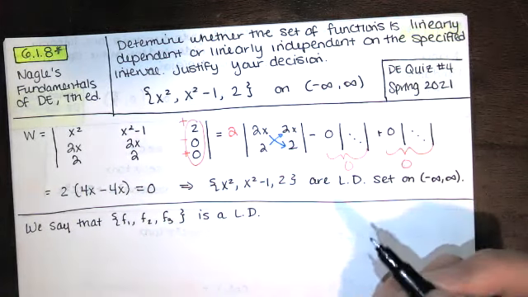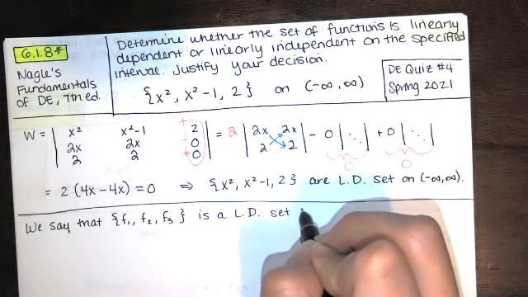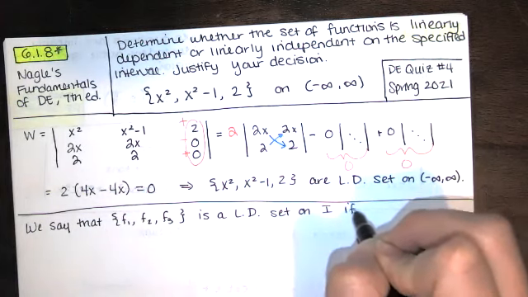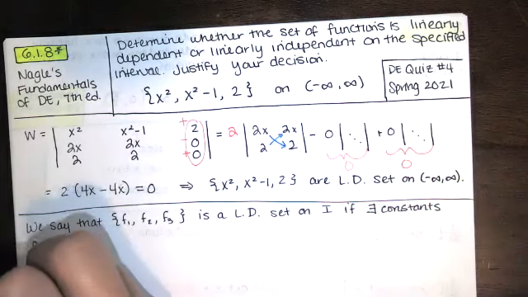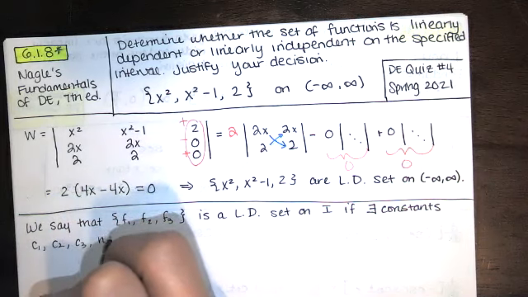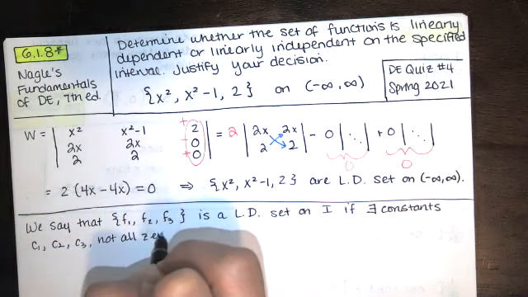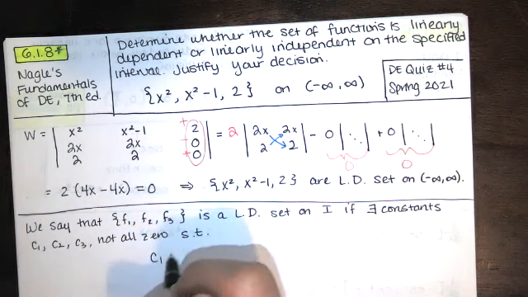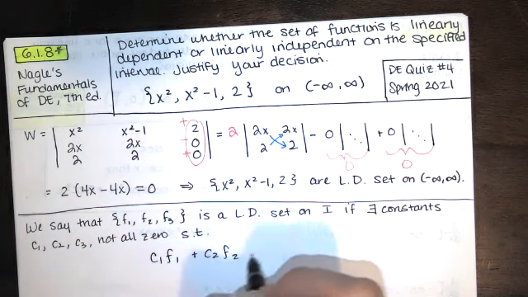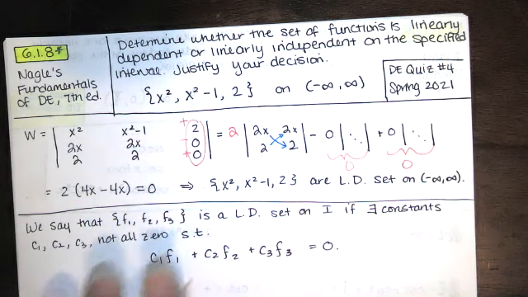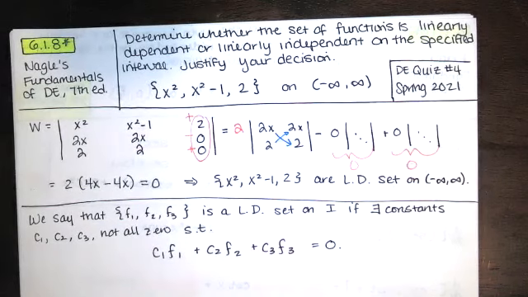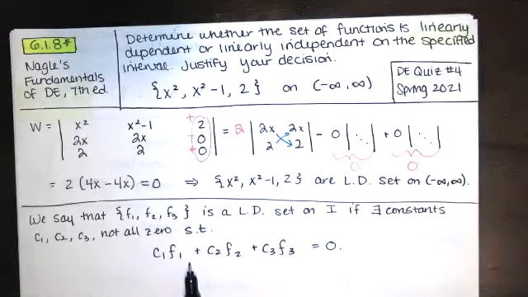I'll just use LD for linearly dependent on some interval I. If there exist constants C1, C2, and C3, not all 0, such that C1 times F1 plus C2 times F2 plus C3 times F3 equals 0. Now, if we're saying that they're not all 0, what that's telling us is that, let's just pick F3, the F3 can be found as a linear combination of the other two guys.